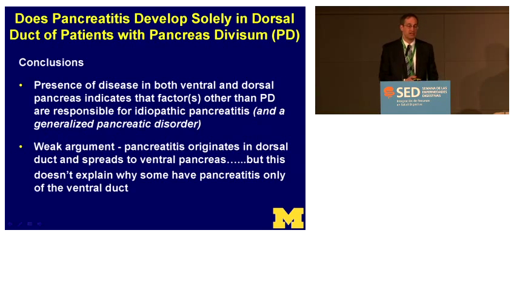The conclusions here are that the presence of disease in both ventral and dorsal pancreas indicates that factors other than pancreas divisum alone are responsible for idiopathic pancreatitis. A weak argument is that the pancreatitis originates in the dorsal duct and spreads to the ventral pancreas, but this doesn't explain why some have pancreatitis only in the ventral duct.